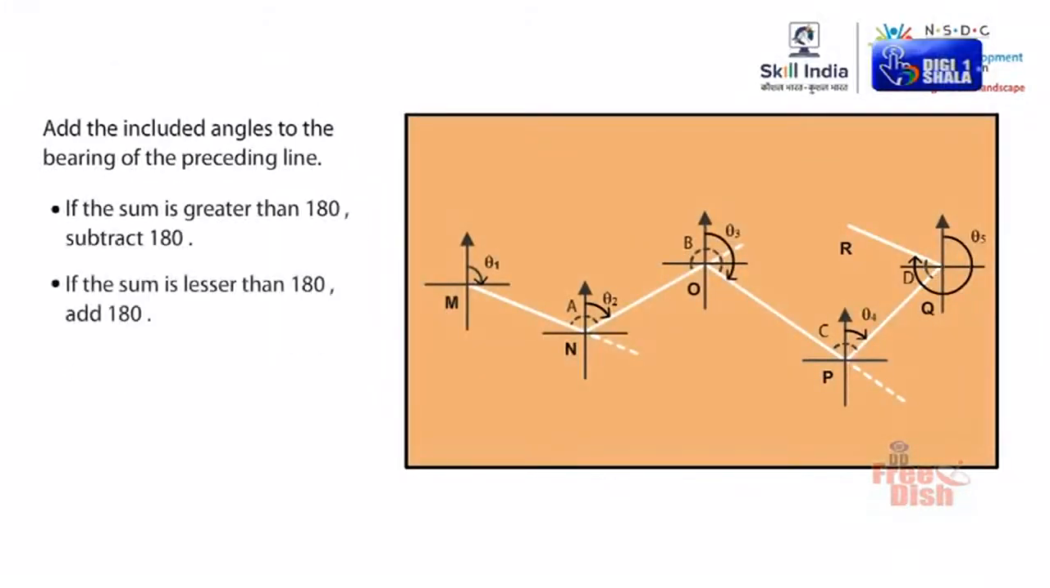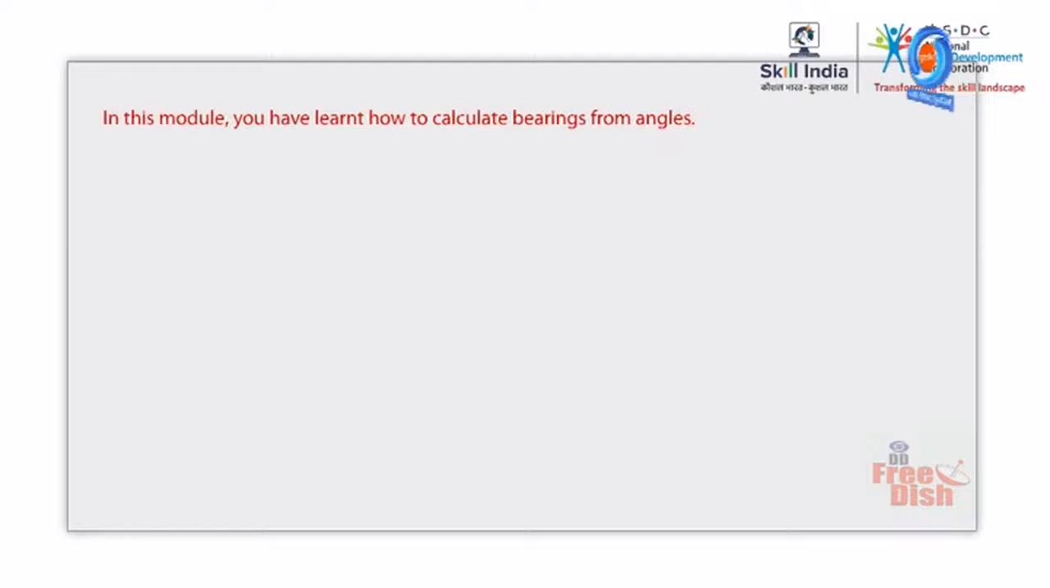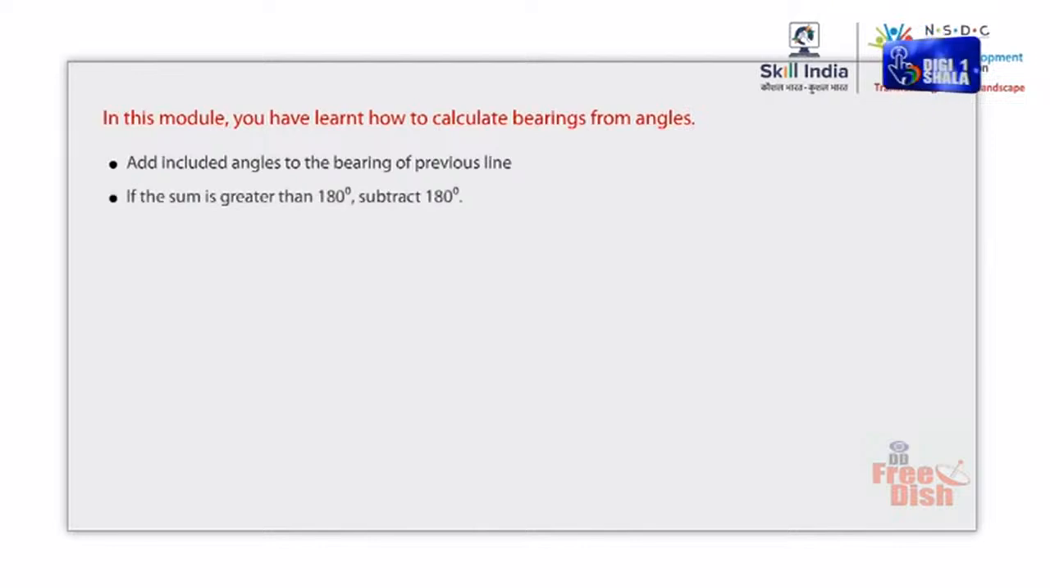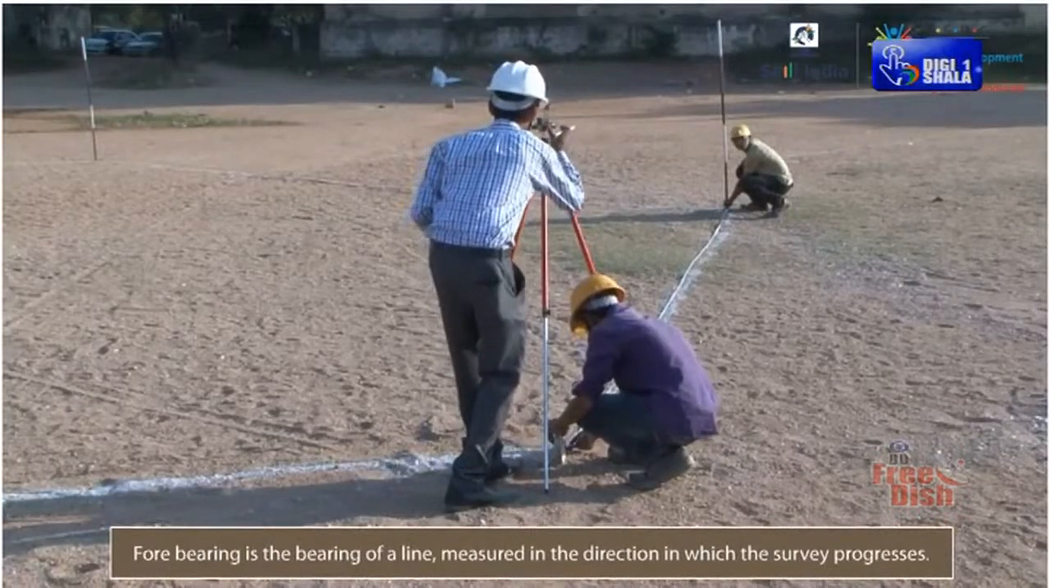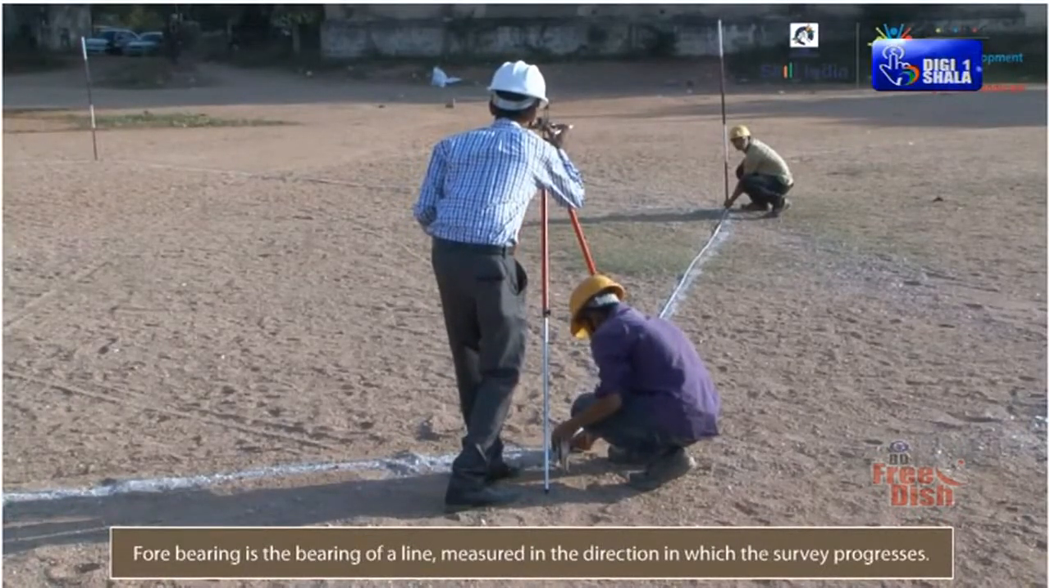So remember, in this module, you have learnt how to calculate bearings from angles. To calculate bearings from angles, add the included angles to the bearing of the preceding line. If the sum is greater than 180 degrees, subtract 180 degrees. If the sum is less, add 180 degrees. Forebearing means the bearing of a line as measured in the direction in which the survey progresses.